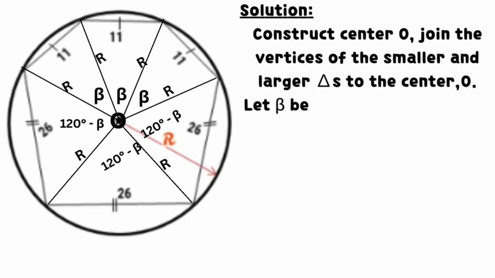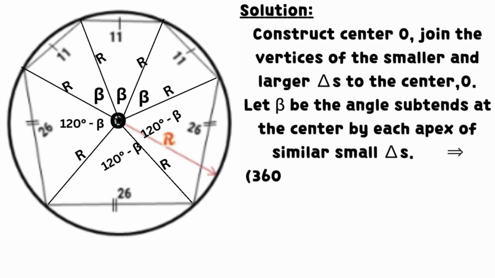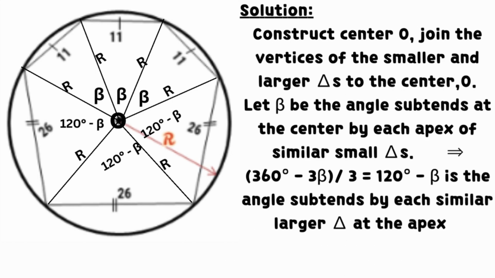Construct center O, join the vertices of the smaller and larger triangles to the center O. Let beta be the angle subtended at the center by each apex of similar small triangles. This implies that the larger triangle apex angle, or the angle it subtends at the center O of the circle, is equal to 120 degrees minus beta.